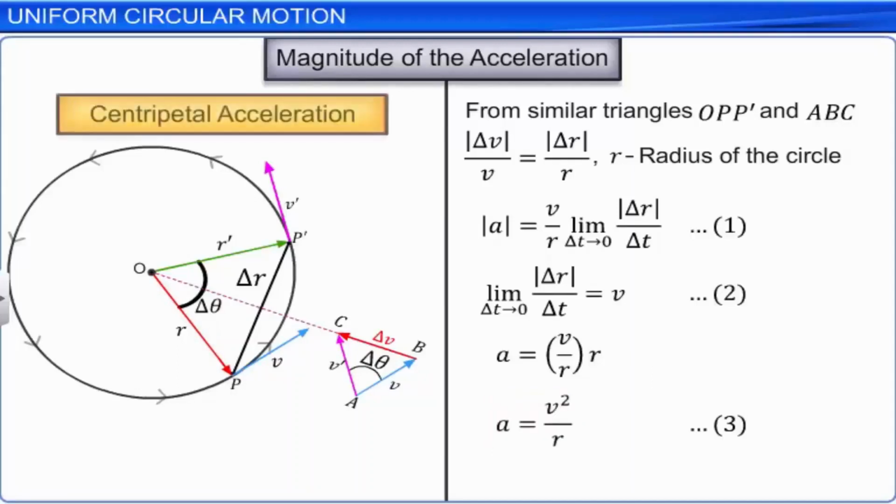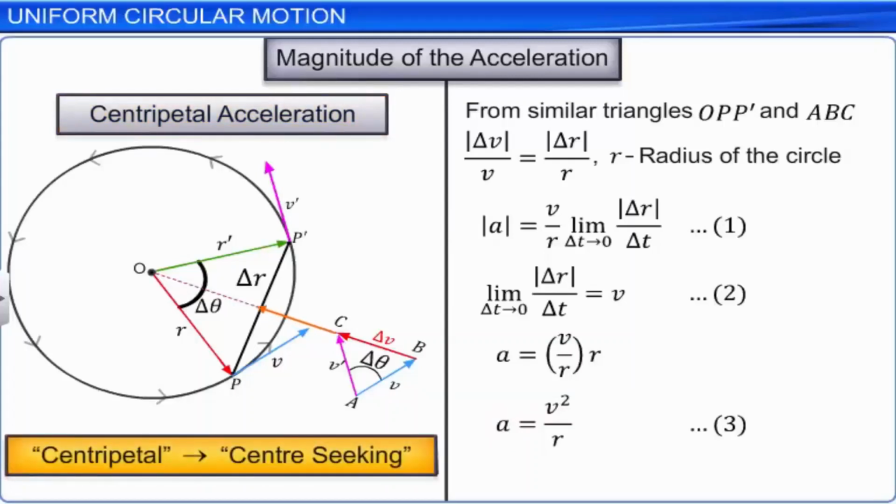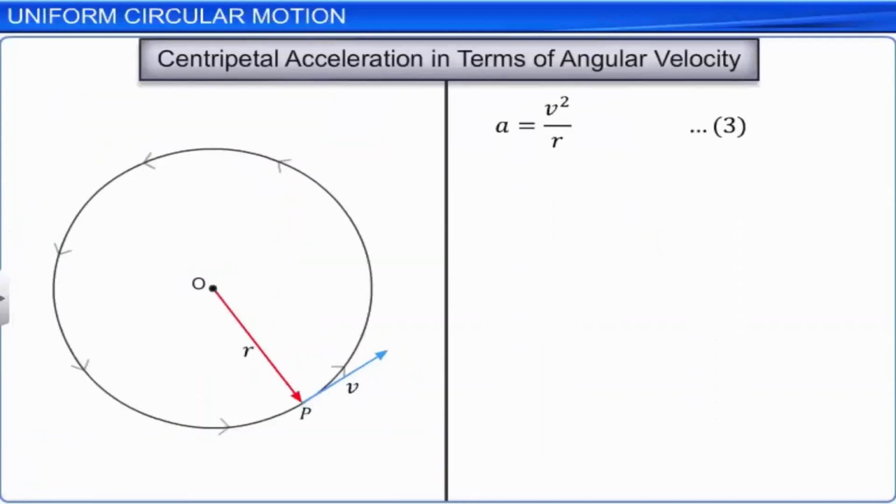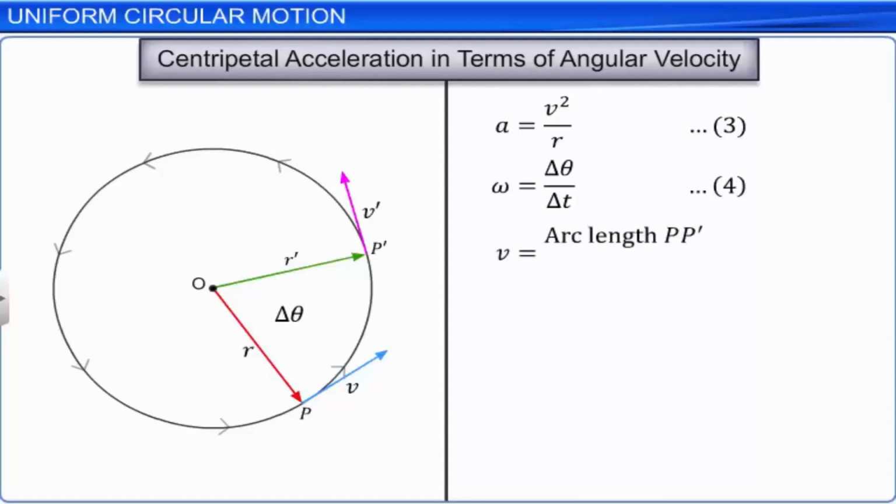Now, let us find the centripetal acceleration in terms of angular velocity, omega. As the body moves from P to P' in time delta t, the line OP turns through an angle delta theta. As you know, omega is equal to delta theta by delta t. Let this be equation 4. v is equal to arc length PP' by delta t, which is equal to delta s by delta t. Let this be equation 5. Delta s is the arc length, which is r delta theta. Let this be equation 6.